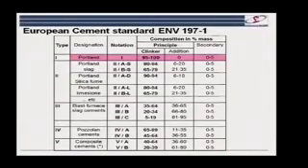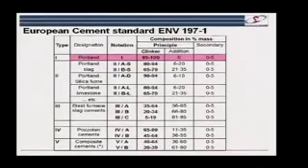We then have CEM II, which basically has additions in the range up to about 35%. So often there's two levels, one in the range sort of 6 to 20 and the other in the range 20 to 30. And these additions can be slag, silica fume, limestone, fly ash, etc. So CEM II is a blend with a fairly low level of additions.